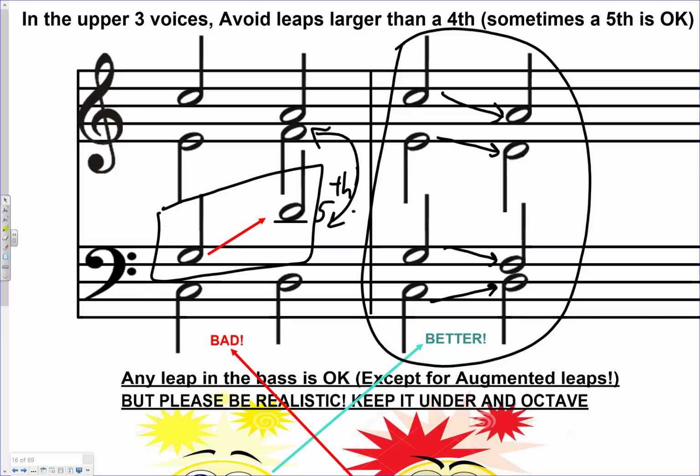When you are writing bass parts, you do not want to write augmented leaps in the bass part. You want to try to keep the bass moving so that intervals don't exceed an octave, although they can, but never augmented intervals in any one individual voice part from chord to chord.